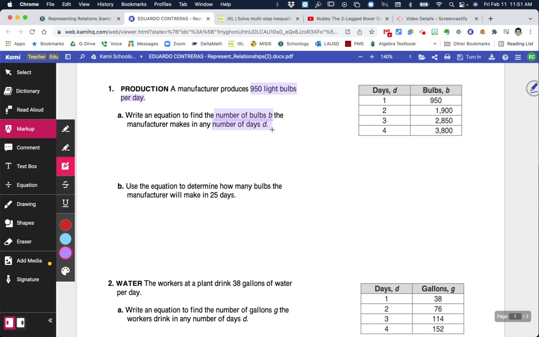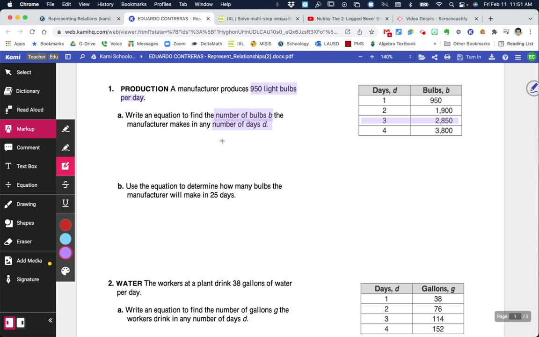All right. So now we come to the point where we have to come up with an equation for the number of light bulbs. And they give us a table to help us out, right? Day 1, they had 950. Day 2, 1,900. Day 3, 2,850, etc. So we want to come up with an equation. If you put in the number of days, it will tell you how many light bulbs were produced up until that day.